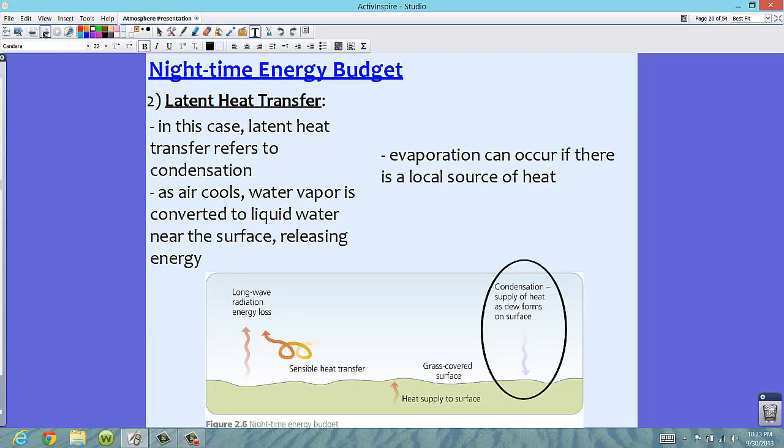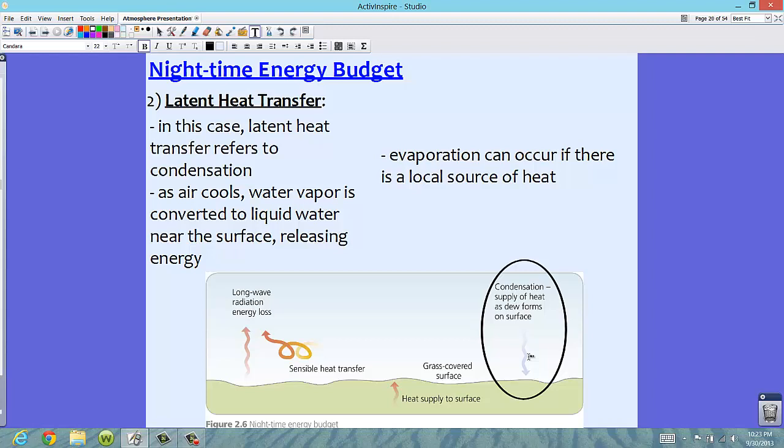The second component is latent heat transfer. Now we did see this again in the daytime, except in this case it's actually going to refer to condensation. So condensation over in our picture is circled. This is the supply of heat as dew forms on surfaces. We haven't talked about dew just yet, but you probably are aware of dew. You've seen dew outside before as you wake up in the morning, the dew on the grass.